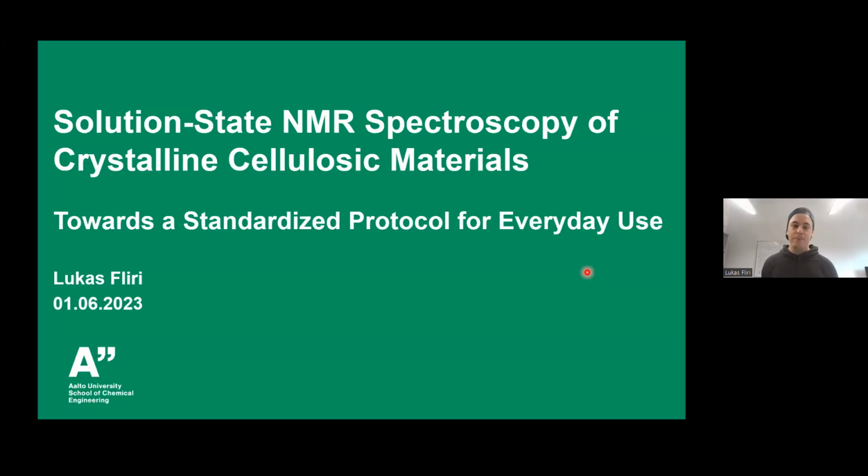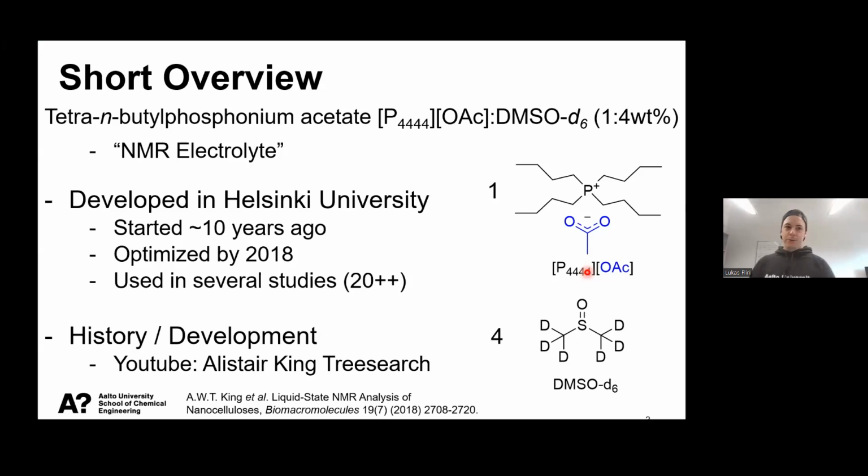And welcome everybody to my presentation about solution state NMR spectroscopy of crystalline cellulosic materials. Short overview, I want to talk to you today about solution state NMR of cellulose. More specifically, I wanted to talk to you about an NMR method that got developed here in Helsinki over the last years, which is using tetra-N-butyl phosphonium acetate DMSO-D6 mixtures to dissolve cellulosic materials and then measure solution state NMR of it. And some of you might have heard about it already. Also, Lars mentioned it in the lecture before.